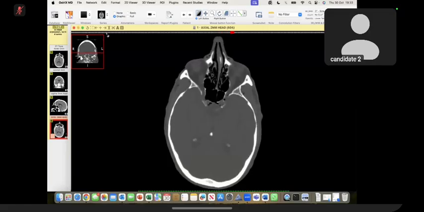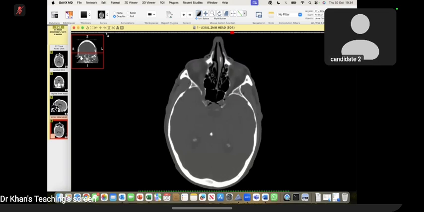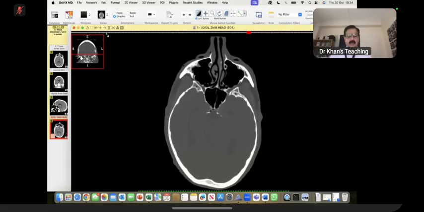Some air foci are appreciated within the soft tissues of bilateral temporal lobes and within the left optic canal area. Sorry, I lost you there.